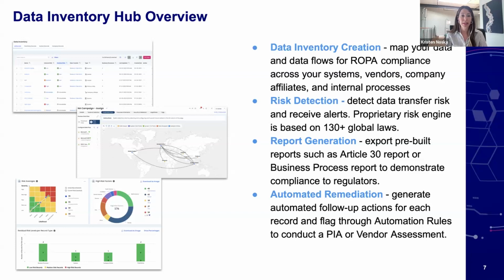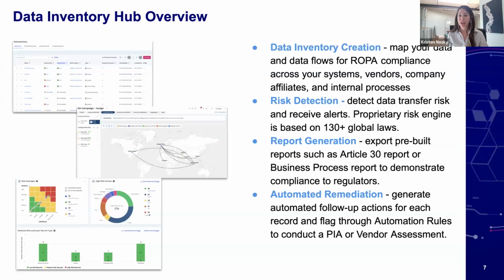So real quick, before we jump into how we've solved for this problem, I want to do a quick overview of the Data Inventory Hub and what it is. And then we'll provide an overview of how we've partnered with Privya and the integration that we provide to automate this challenge. So the Data Inventory Hub is our data inventory and ROPA tool, which is used to populate your system, third party and organization records.